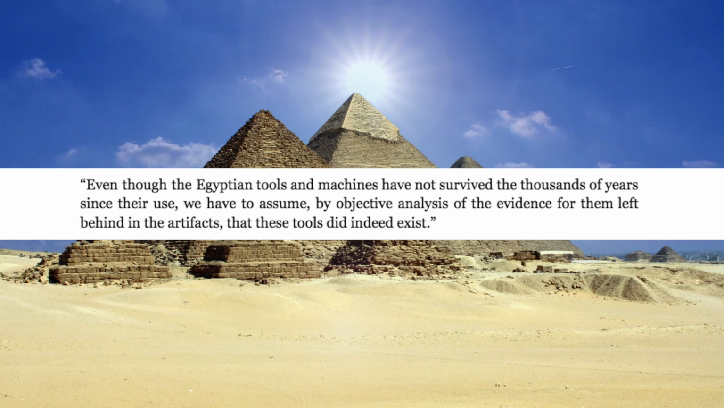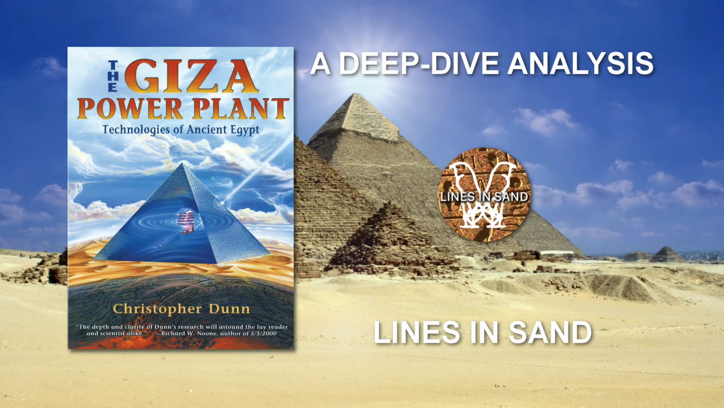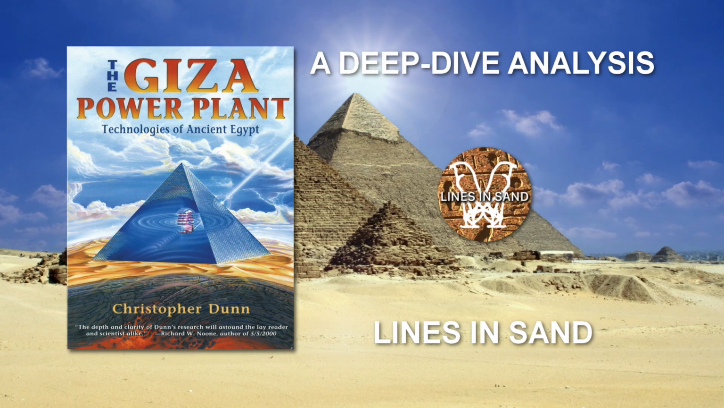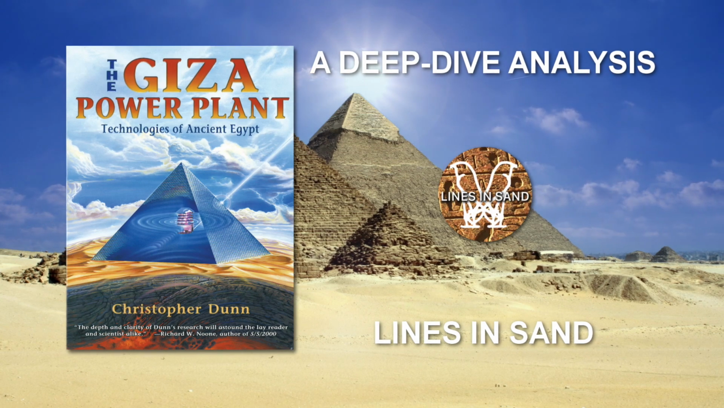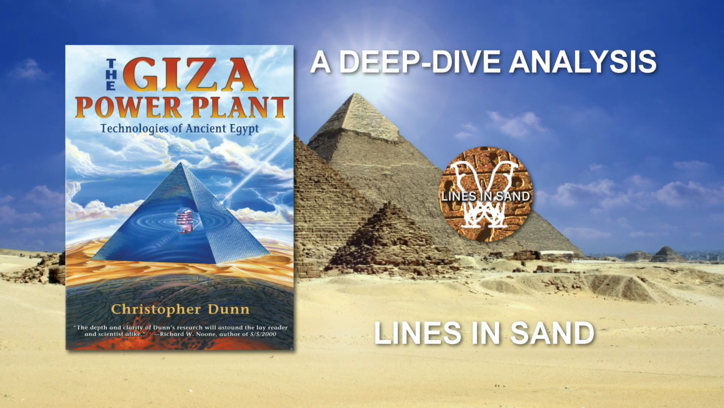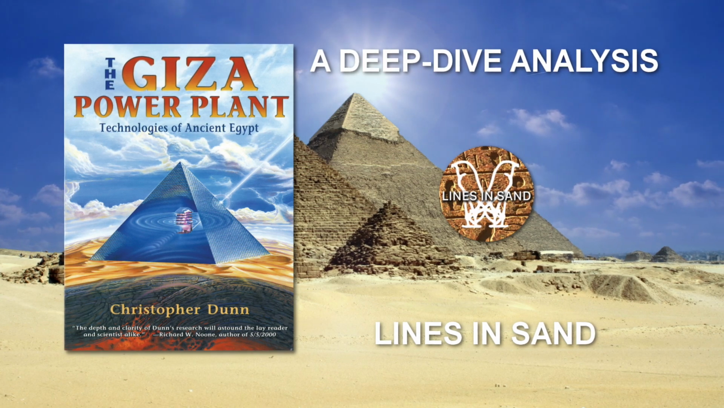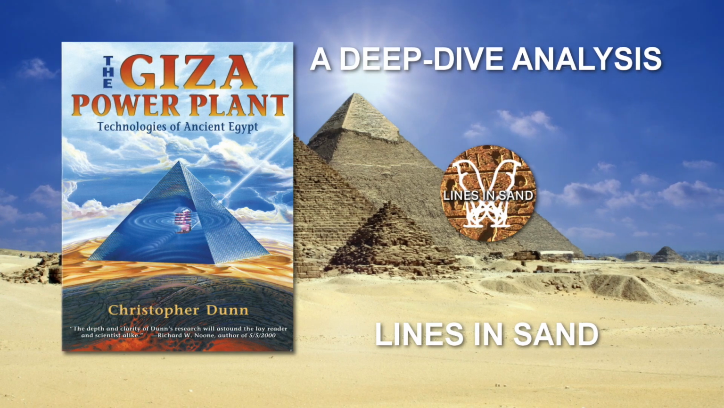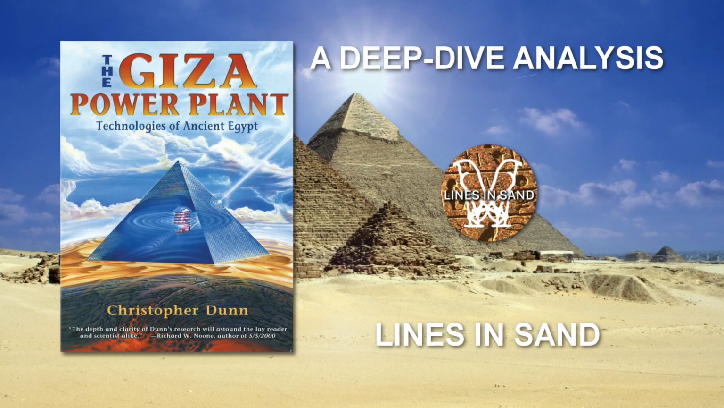Rounding this section out, Dunn writes, "Even though the Egyptian tools and machines have not survived the thousands of years since their use, we have to assume, by objective analysis of the evidence for them left behind in the artifacts, that these tools did indeed exist." Again, a nice thought and one that closes off the study thus far nicely, but I don't think I'm being unreasonable with my insistence that some actual evidence, even circumstantial, would greatly benefit this argument and give it the credit that it perhaps deserves. This is where the book enters into a transitional phase from one theory into the other.